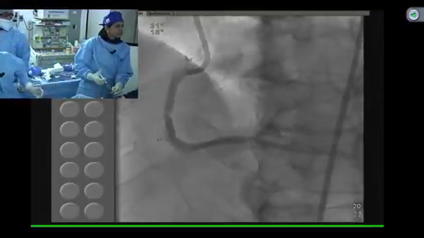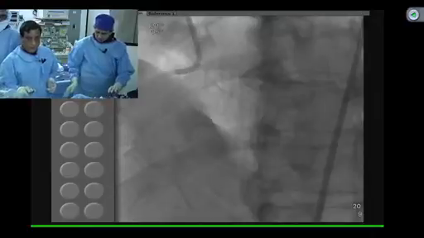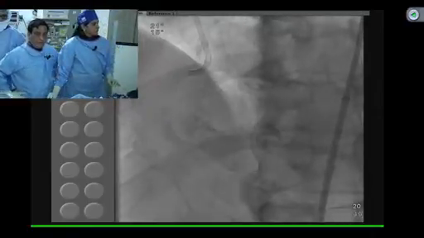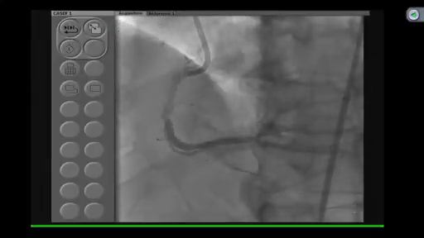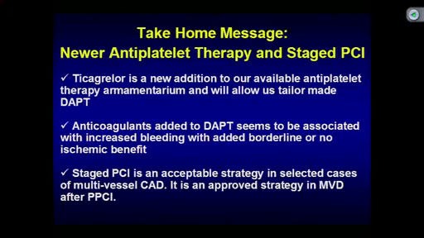Right. Samin, what is your take home message today? Good. Basically the issues on the newer antiplatelet therapy and staged PCI. Ticagrelor is a new addition to our available antiplatelet therapy armamentarium and will allow us to tailor therapy. The patient has to be compliant because it is a twice a day drug, and secondly, in patients where coronary anatomy is not known, this will be a good agent to use.